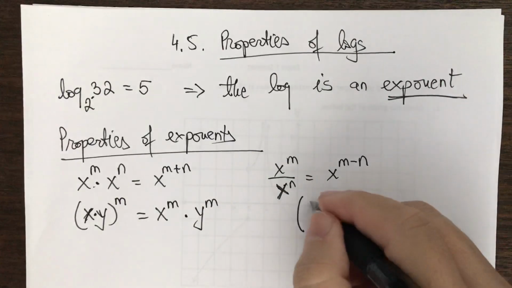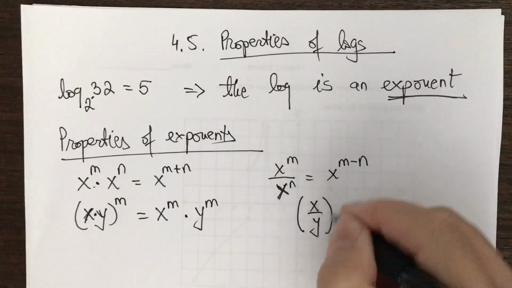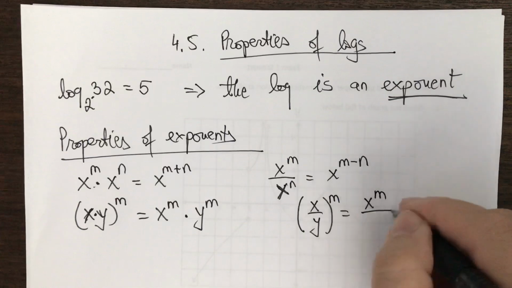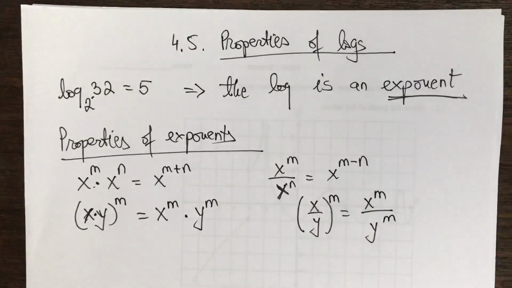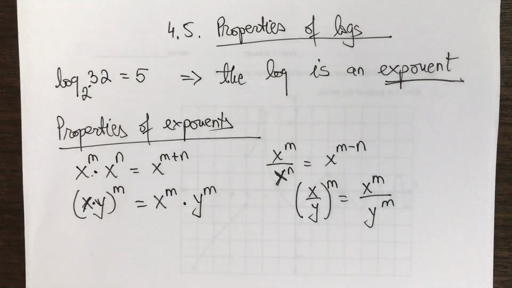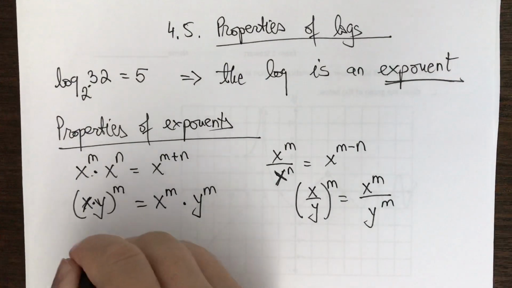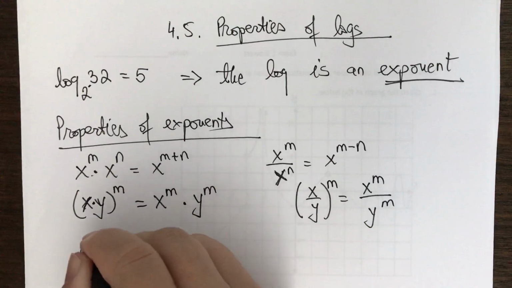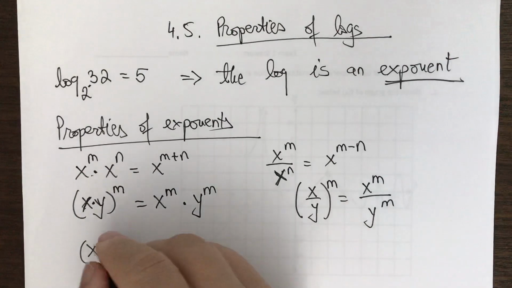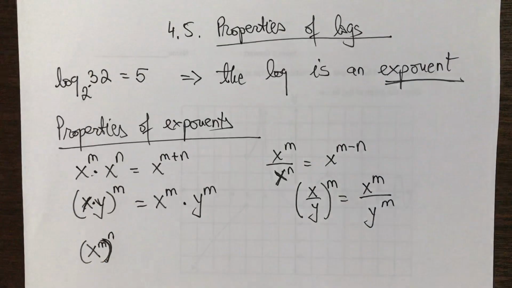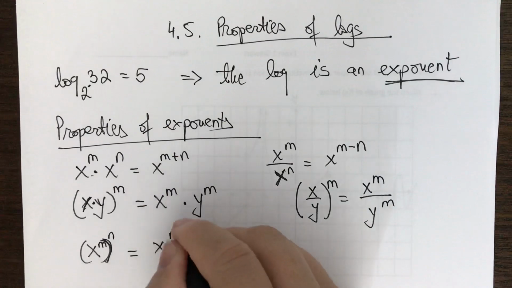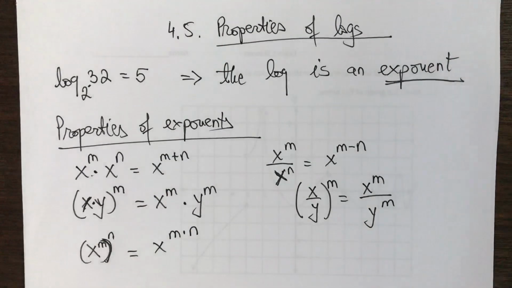And the same rule applies for division. So if you have a quotient that's raised to some exponent, what you get to do is take that exponent and distribute it to both numerator and denominator. All right, another great property is that if you have a number that's raised to some kind of exponent and the whole thing gets raised to yet another exponent, what you get to do with those two exponents is multiply them.